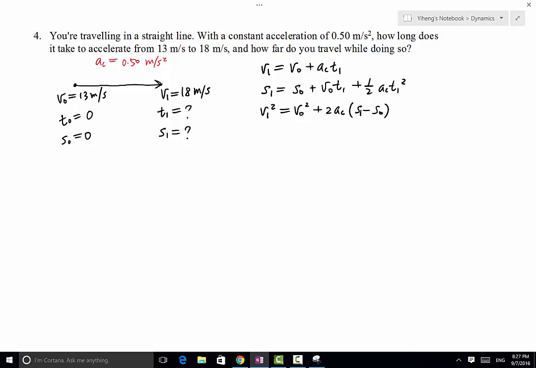So I think to solve for T1, the first equation makes perfect sense. This one right here. Because T1 will be the only unknown in this equation. V1 is given, that's your 18 meter per second. V0 is given, that's your 13. a_c is given, that's a positive 0.50 times T1. So T1 is the only unknown. From there, you can solve for T1 to be 10 seconds. So that's the answer for the first part.